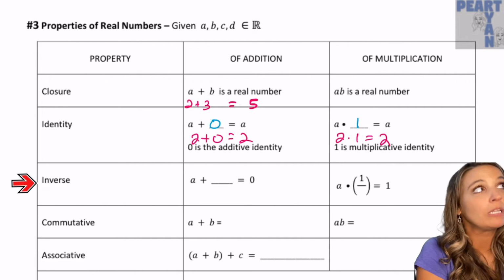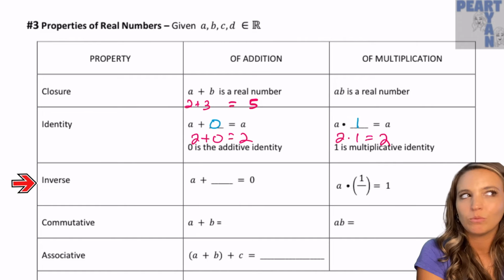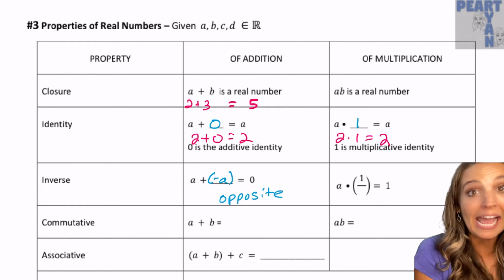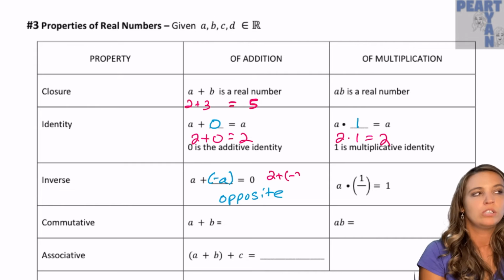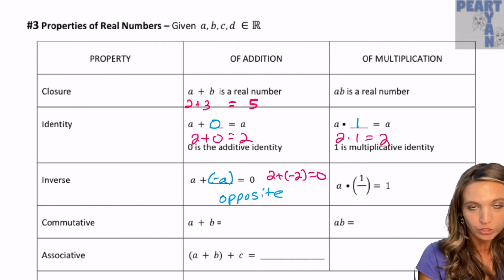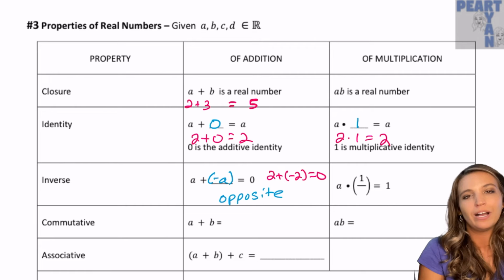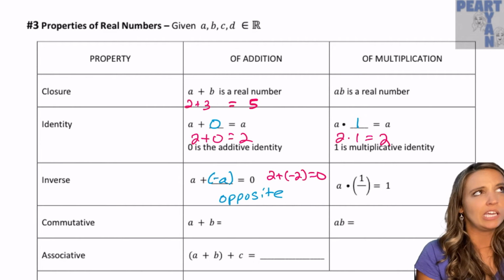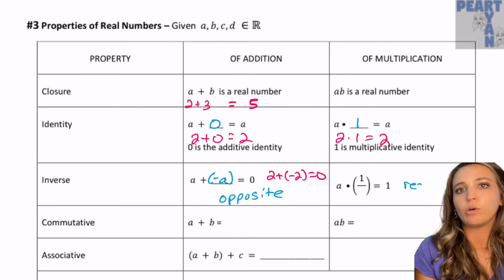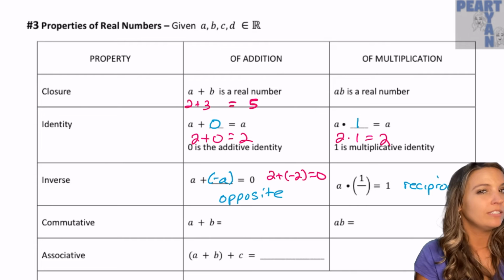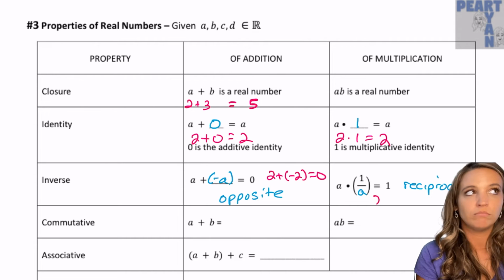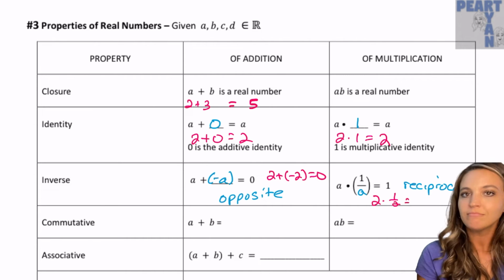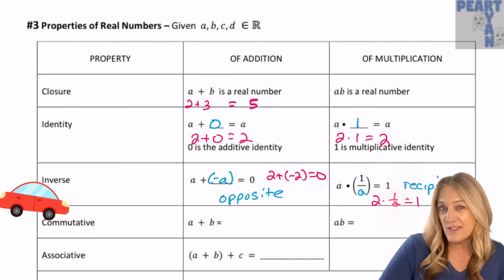Inverse property of addition. A plus blank equals 0. Well, to get 0, I would add its opposite. A plus negative A equals 0. So 2 plus negative 2 equals 0. That's true. Inverse property of multiplication. A times what equals 1? Well, A times its reciprocal equals 1. So A times 1 divided by A equals 1. 2 times 1 divided by 2? Yep, that equals 1.